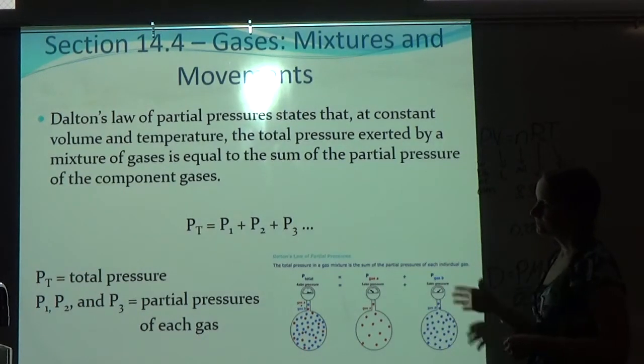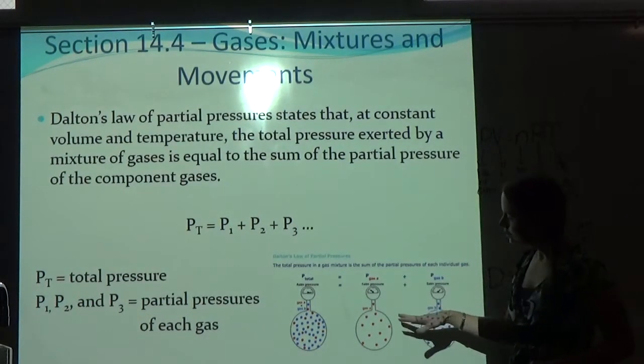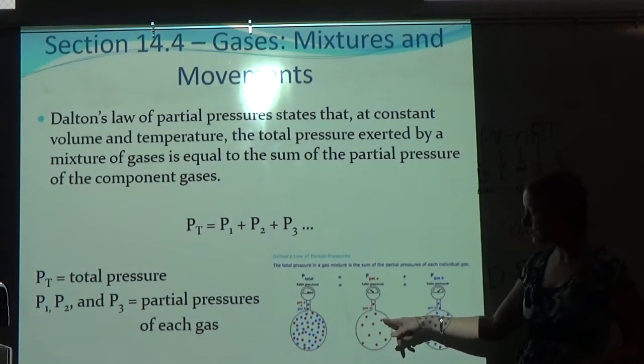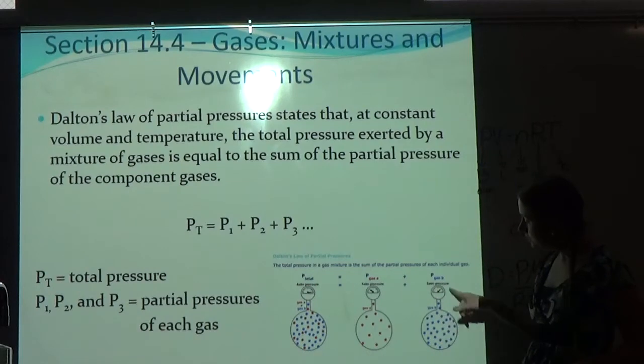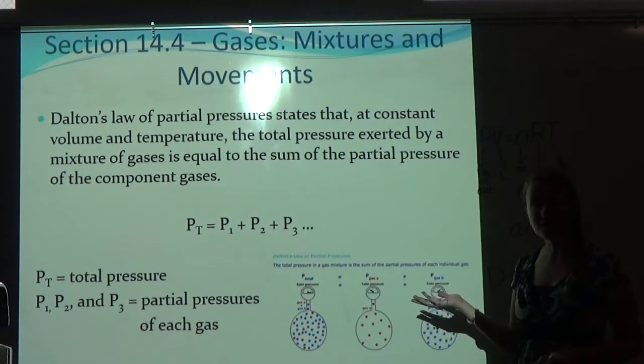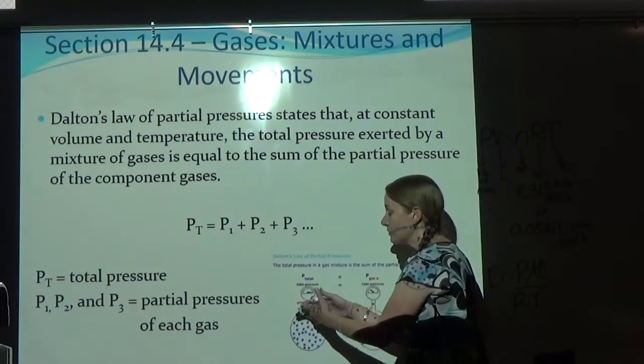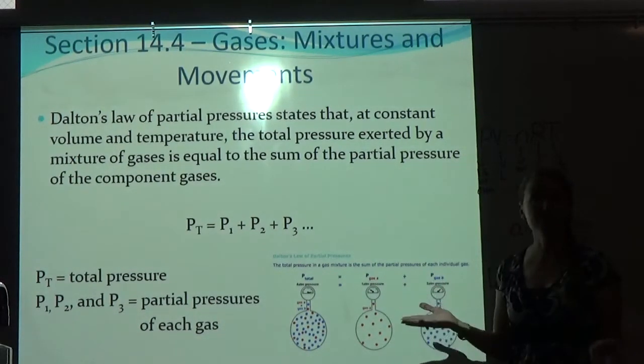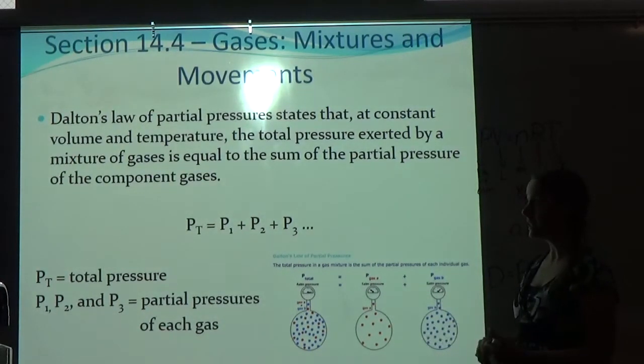So like if I have just this gas of red particles, say it's at 1 atm pressure, and I have a gas of just the blue particles, say it's at 2 atm of pressure, if I combine them together, the total pressure is just the 1 plus 2 atm. So the total pressure would just be 3 atm.